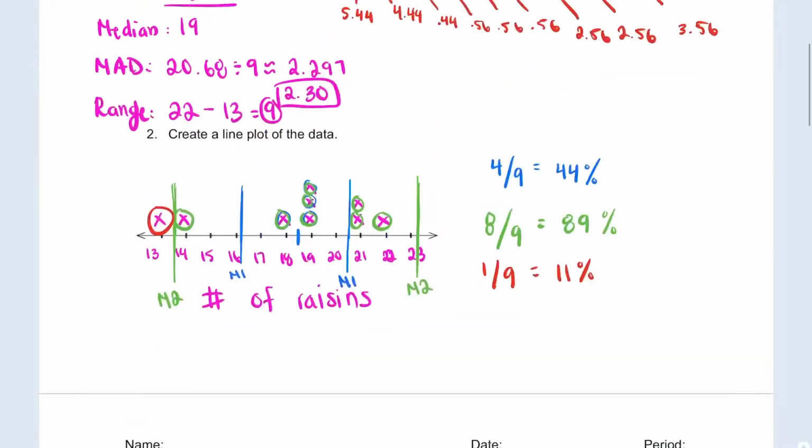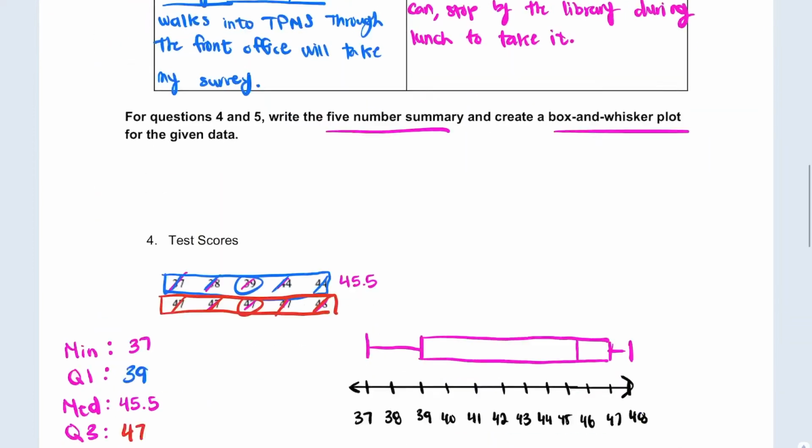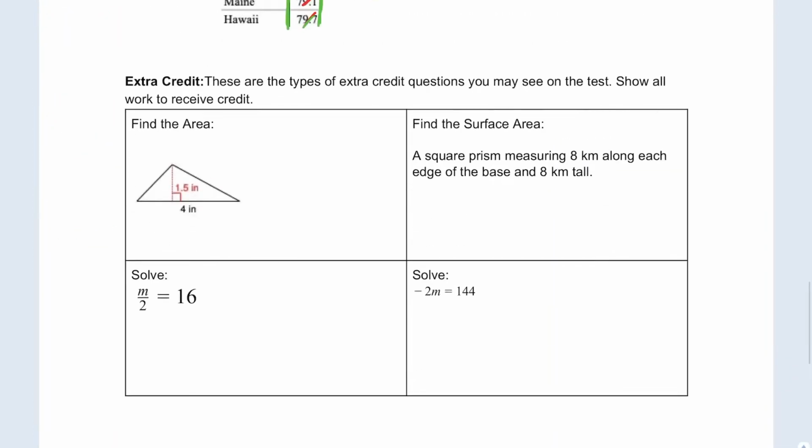So those are the core topics that we covered in samples and populations. Now I'm going to take a look at the extra credit problems. And again, these are the types of extra credit problems that you may or may not see on the test. Okay, so it's actually giving you guys a little bit of a preview into our next unit.